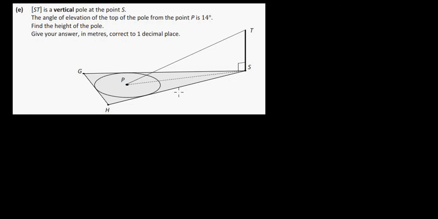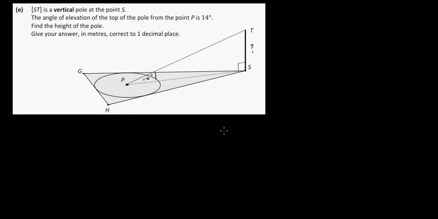Okay, so we have this vertical pole here, and it goes from S up to T. It's vertical, so we have a right angle here, and there's something joining P to T. So we have this triangle here, PST. The angle of elevation of the top of the pole from the point P is 14 degrees. So in other words, this angle here is 14 degrees. We've got to find the height of the pole, so we've got to work out what this height is here.